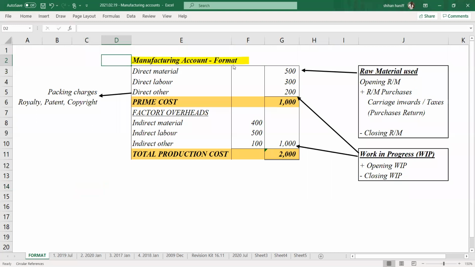Manufacturing account format. Initially, we take direct material, direct labor, and direct other. Total is the prime cost. For example, 500, 300, 200. This is prime cost.